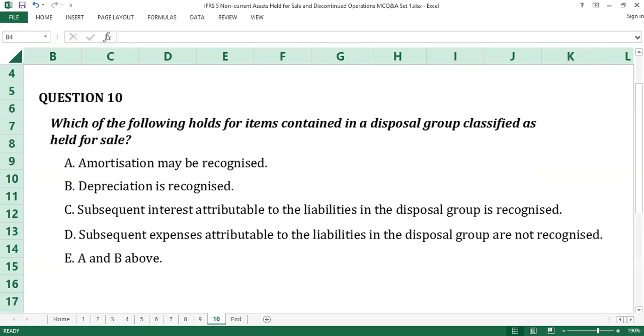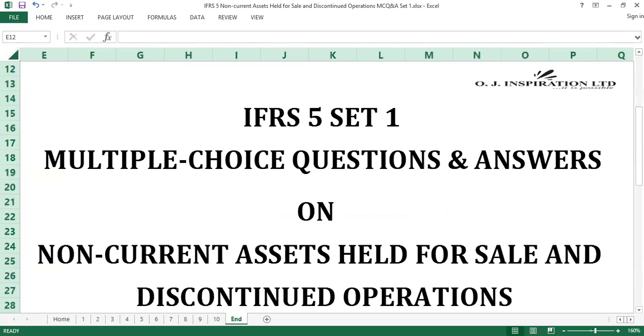Question number 10. The answer to question number 10 is C. Subsequent interest attributable to the liabilities in the group are recognized. An entity does not depreciate or amortize a non-current asset while it is classified as held for sale or while it is part of the disposal group classified as held for sale. Interest and other expenses attributable to the liabilities of a disposal group classified as held for sale are continually recognized. C is the answer to question number 10.